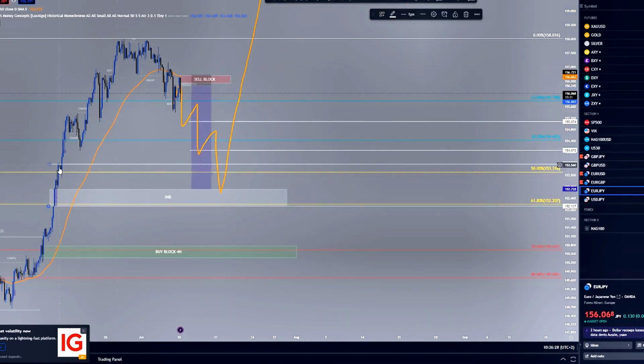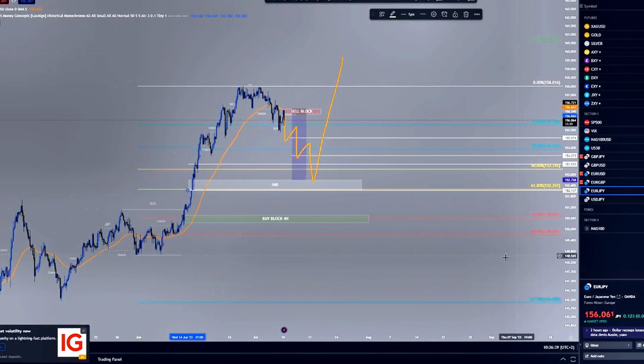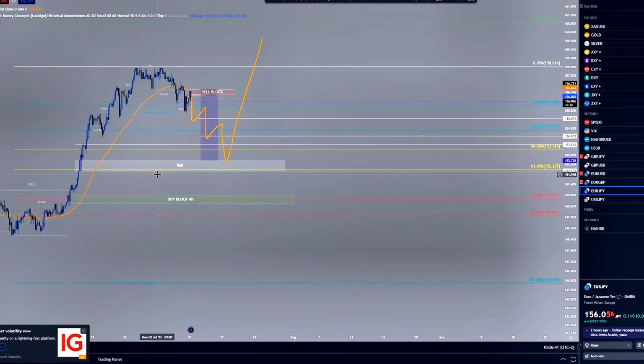Buy block, imbalance taken out, perfect fib levels, like a downtrend market in the uptrending market, like a small trend. So I think we can see something like this. Yeah, a perfect retracement in the uptrending market.